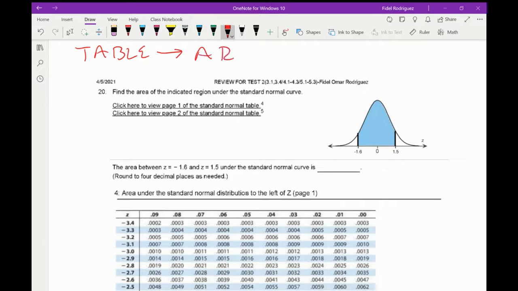the table is always going to tell me the area to the left, okay? In this particular problem, we're trying to find the area here in between, okay? So if I was going to do this using my table, the first thing I would do is find, and I'm going to show you how to do this, I'm going to use my red marker here. When I use my table, what value would I get here? If I go to that negative 1.6, that would tell me this area right over here, okay?